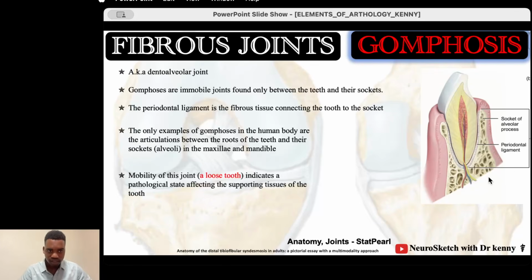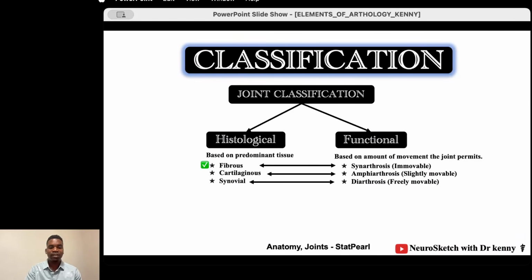Sometimes this ligament can be inflamed, as in some inflammatory reactions, and so it may become loose. So when you have a loose tooth, it signifies that there is a problem with this ligament. Okay, so that's part one completed.